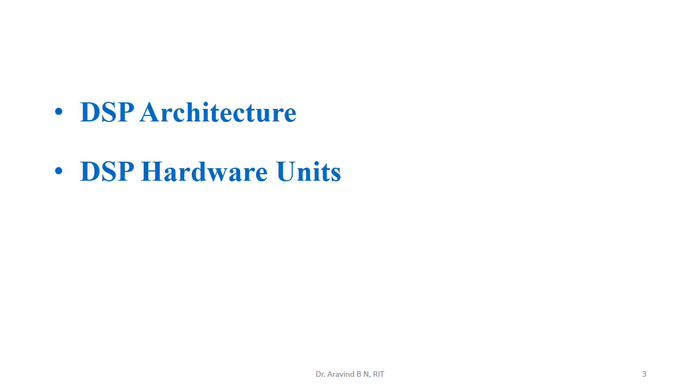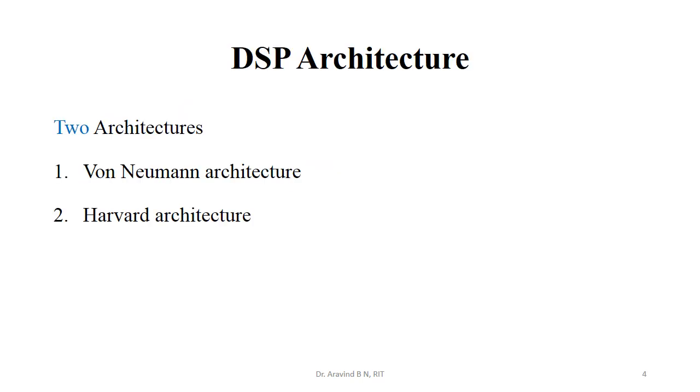In this particular lecture, we are going to study two topics, that is DSP architecture and DSP hardware units. Let us start with the DSP architecture. In general, there are two types of architecture in existence. One is the von Neumann architecture and one more is the Harvard architecture.